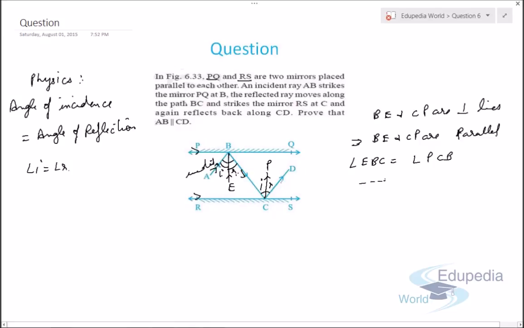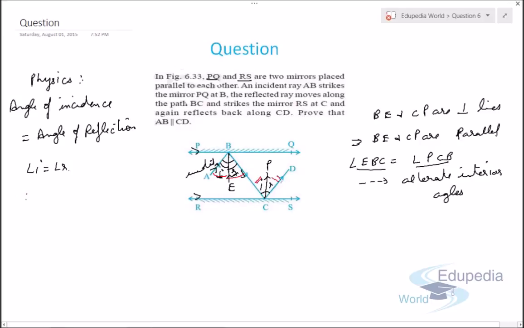Why? Because they make a pair of alternate interior angles. This means this angle equals this angle, because lines BE and CP are parallel and BC is a transversal. So we can say that angle EBC and angle PCB are equal. Now according to the law of physics, the angle of incidence equals the angle of reflection. This means this angle will be equal to this angle, and this angle will be equal to this angle.